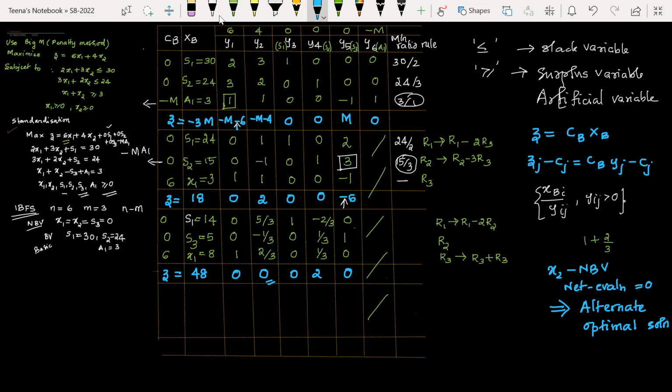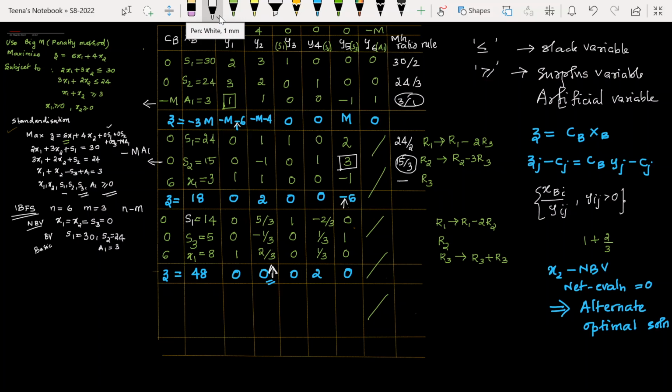Now, how to get this alternate optimal solution? In order to get this alternate optimal solution, we can make this variable whose net evaluation happens to be equal to 0 enter the basis. Since we are not having any negative net evaluation, the solution is optimal, but the existence of net evaluation equal to 0 for a non-basic variable indicates the existence of another optimal solution. So we are just going to find that alternate optimal solution.